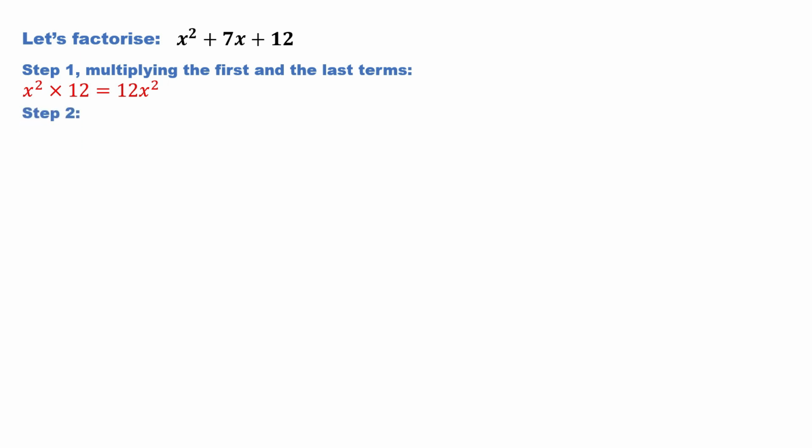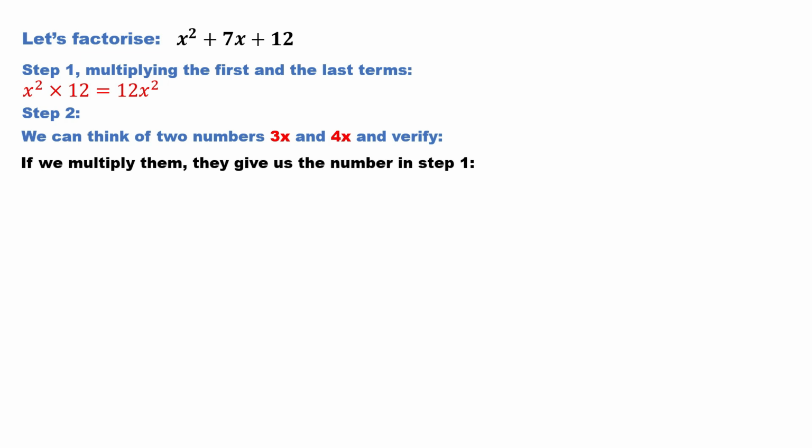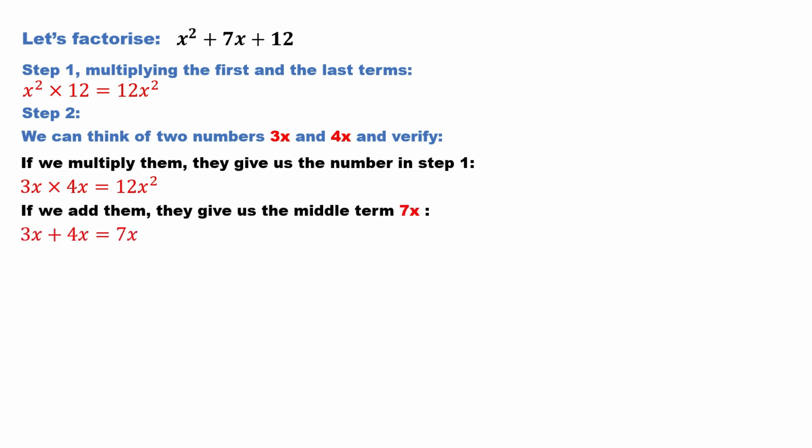For the second step, we now need to think of two numbers which give a product of 12x squared and a sum of 7x. This process is trial and error, and it becomes easier through practice. So, for our case, our numbers will be 3x and 4x. Just to verify, if we multiply 3x and 4x, we get 12x squared. Also, if we add 3x and 4x, we get 7x. Hence, we can safely proceed to the third step.